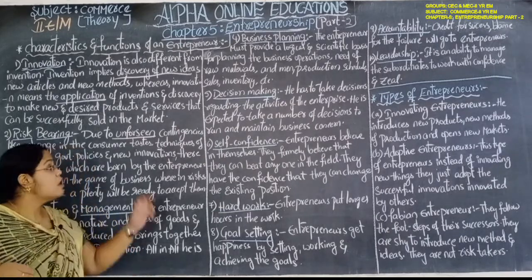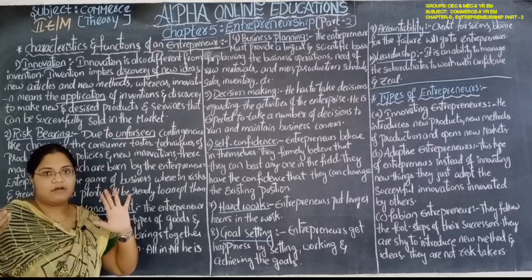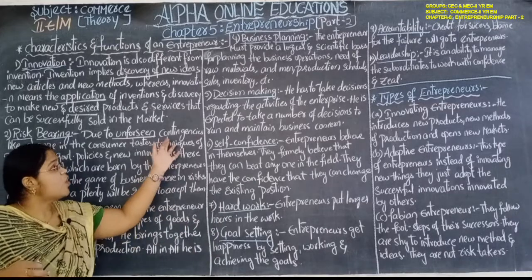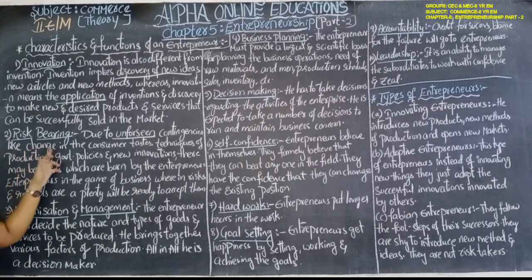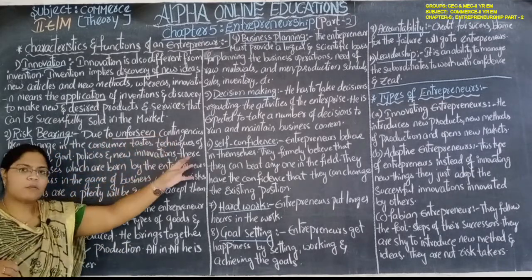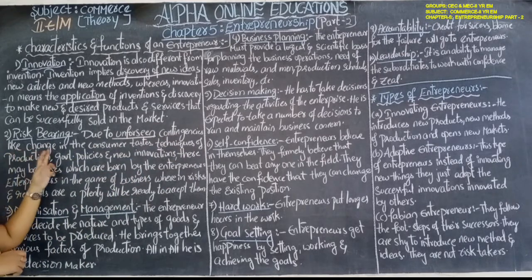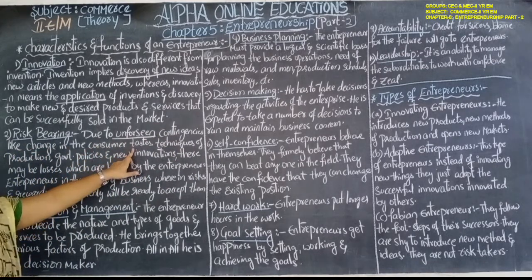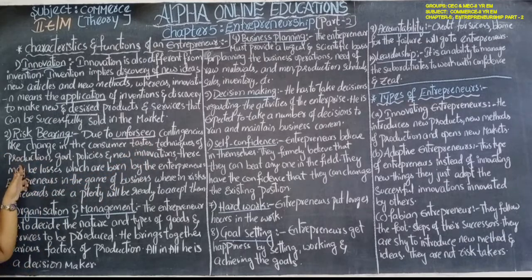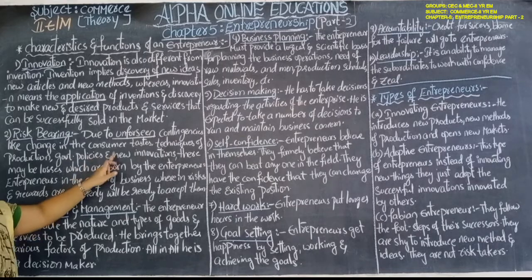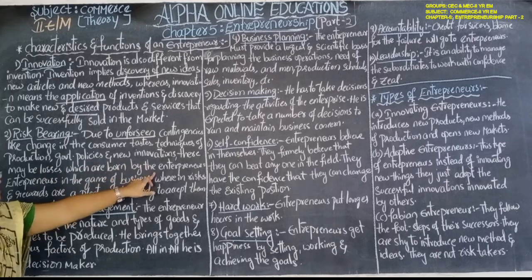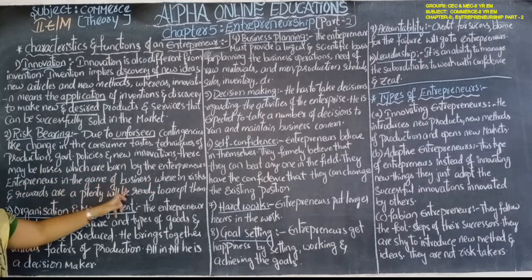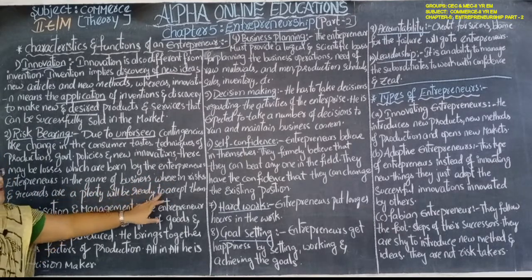Unforeseen means without foresight, so we do not know what will happen ahead. Contingencies means liabilities or problems, like changes in the consumer's taste, techniques of production, government policies and new innovations. There may be losses which are borne by the enterprises in the game of business, wherein risk and rewards are plenty, and he will be ready to accept them.